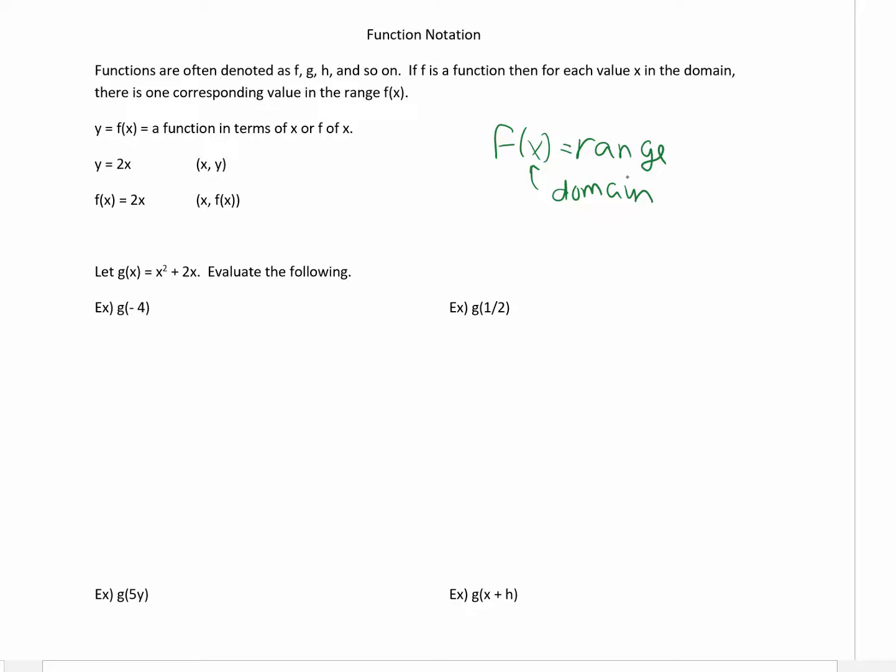Now, we talked about linear equations in 2 variables earlier in the course, y equal to 2x, where x would be the domain and y would be the range. Now, with function notation, instead of y, I could put it as f of x is equal to 2x, where x is the domain and f of x is the range value.